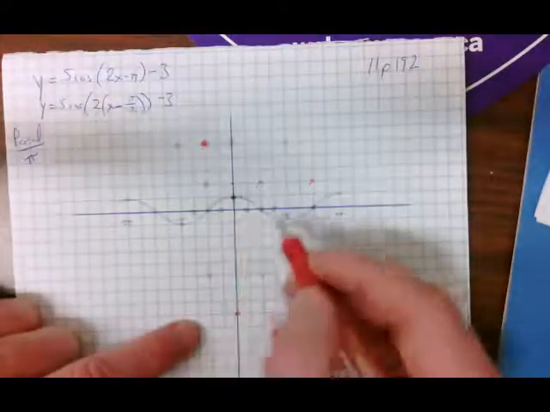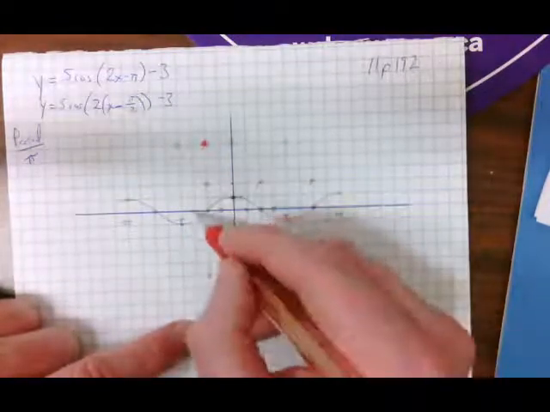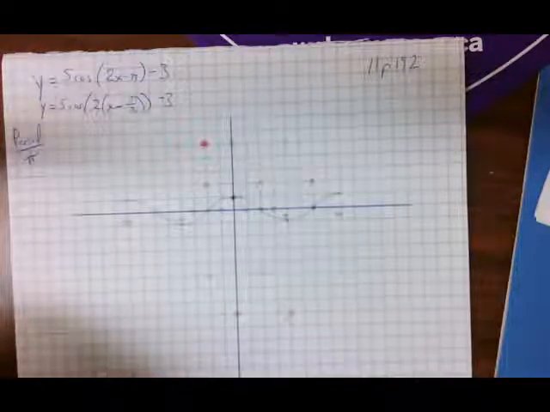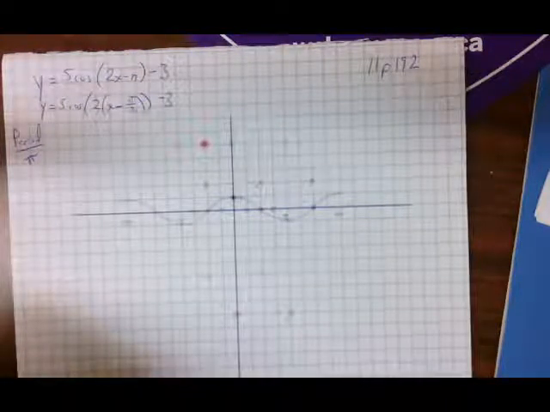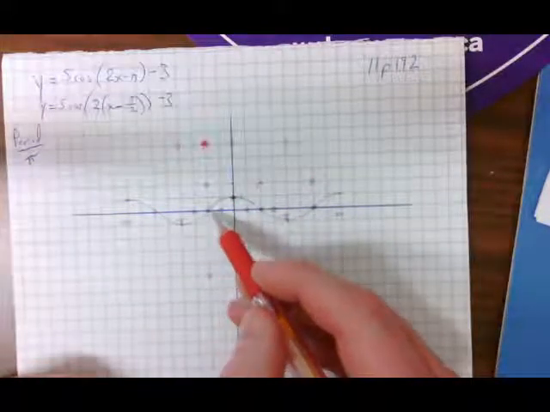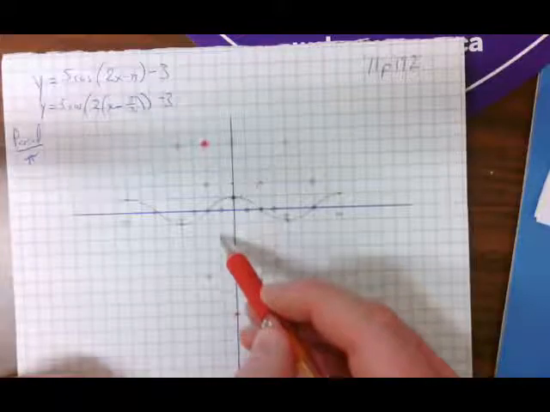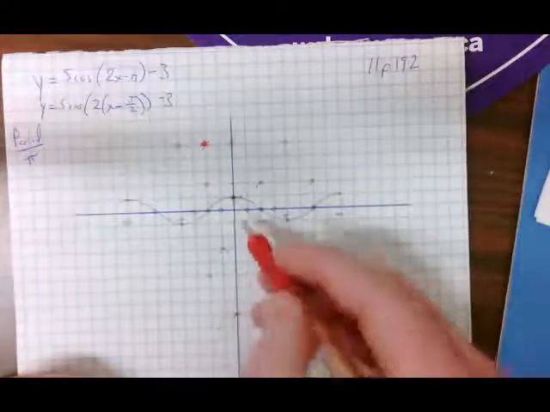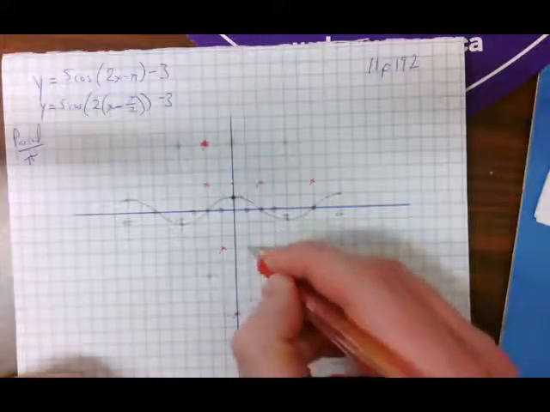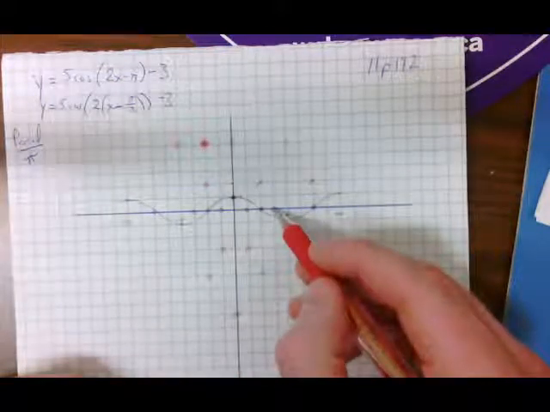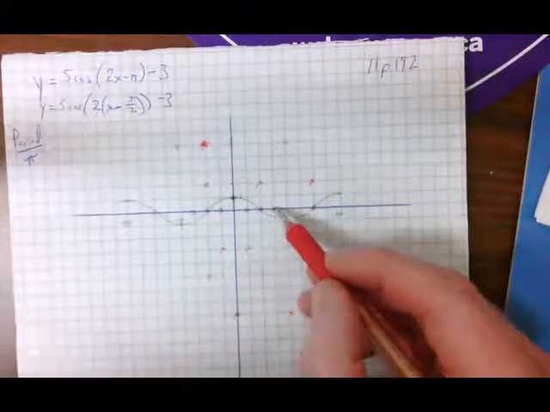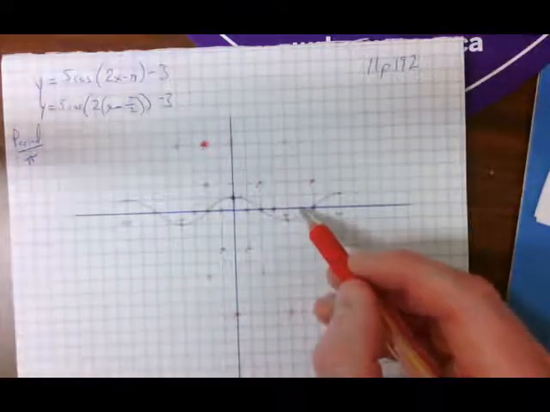Now I'm going to do my intercepts. Okay, so this goes over 2, down 1, 2, 3. This goes over 2, down 3. Over 2, down 1, 2, 3.